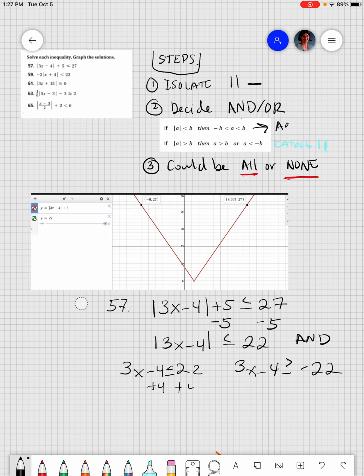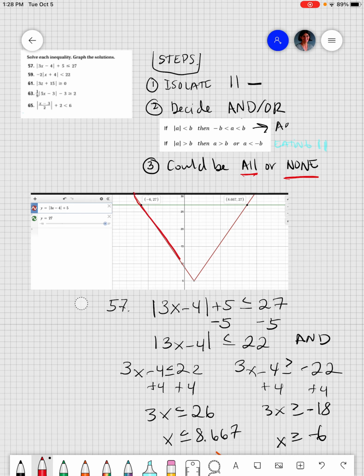So plus 4, 3x is less than or equal to 26. X is 8.667, I just remember this because I've done it, 26 thirds. And here I'm going to add 4. Here's where I have to be really careful, because that's a negative 22 plus 4. So I have to go negative 18. So x is greater than or equal to negative 6. And the reason I have this graph up here is because when I graph, this red one is the absolute value part, right?